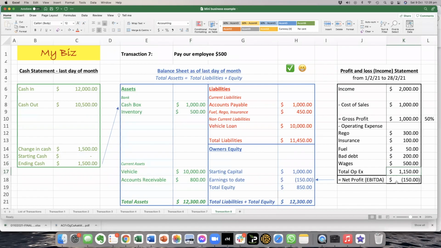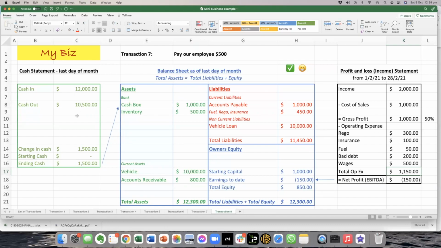But guess what? So far, the business is running at a loss for the month. So that's an indication of how well we've controlled our expenditure and our sales. And at the moment, not a very good job, but we're not there yet. So we'll continue on.